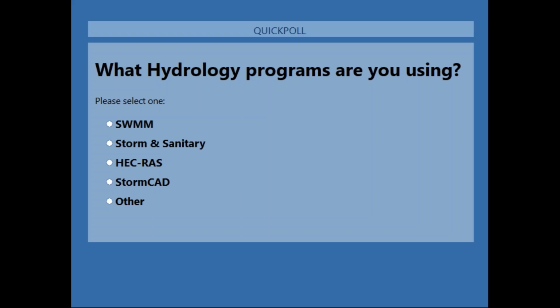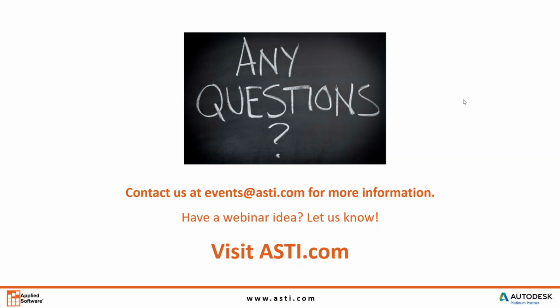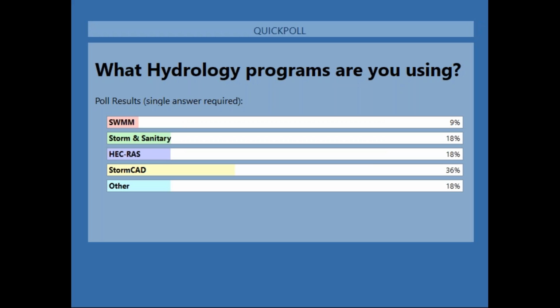Okay, we're gonna close that out right now. Looks like we're pretty stable here, and I'll show the results as well. So we see here the results again from kind of a mixture all the way across the board. A lot of people use StormCAD, 18% using Storm and Sanitary. So we still got quite a bit we can learn from this and use Storm and Sanitary.